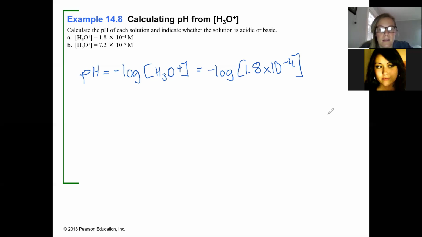So when I did this, I got 3.7, a pH of 3.7. Don't forget the negative. If you don't put the negative in, your number will be negative. You'll have negative pH. So 3.7 on the pH scale is totally acidic. All right, I want you to do the same thing for B. I'll give you just 2 minutes.